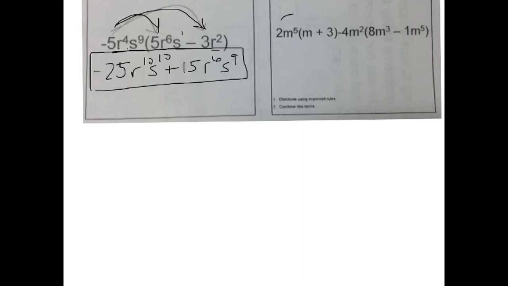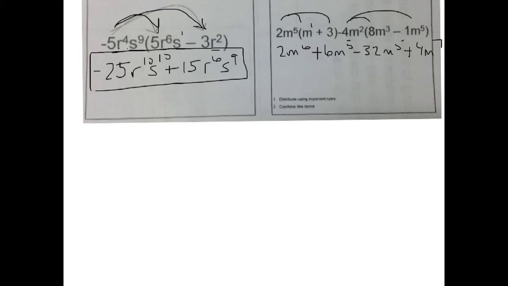The next one, we're going to double rainbow here and here. So that's an m^5 and an m^1, so that's 2m^6. 2m times a positive 3 is 6m^5. And this gets double rainbowed. Negative 4 times 8 is negative 32. m^2 and m^3 is m^5. Negative 4 times negative 1 is positive 4. m^2 and m^5 makes m^7.